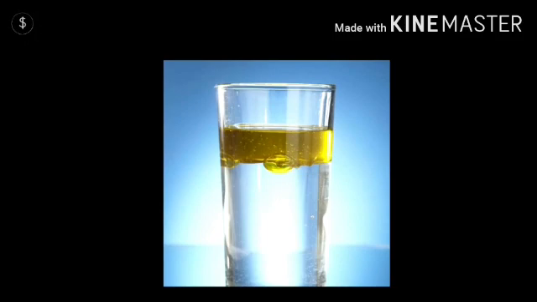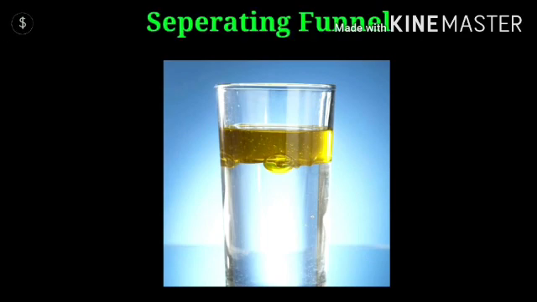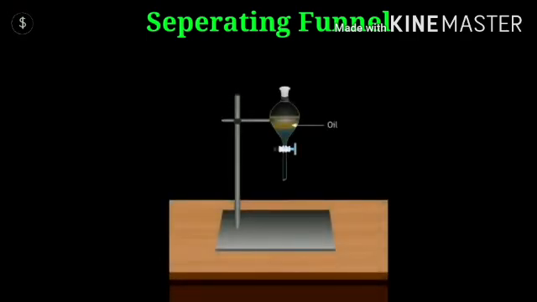Now children, in this picture we have, in a glass, oil and water, and you see that oil is floating, it can be seen easily, and water is down, and we call such a type of mixture an immiscible mixture. And how will we separate it? We separate it with the help of a separating funnel. You can see the separating funnel in this picture. We put the oil and water in this, and in this a stop cock is there.